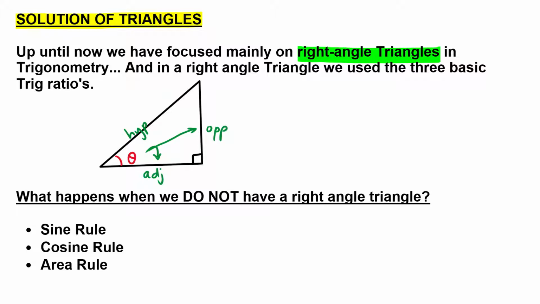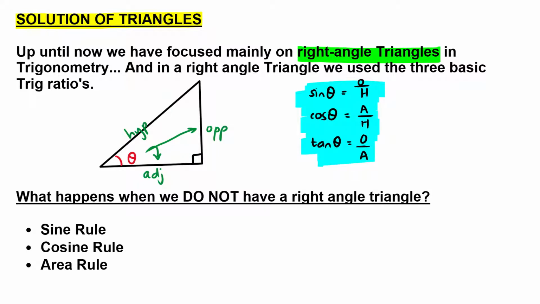And the three trig ratios that we had were sine of theta, cos of theta, and tan of theta, where sine of theta was the opposite over the hypotenuse, cos of theta is the adjacent over the hypotenuse, and tan of theta is the opposite over the adjacent. So these are the three trig ratios that we know well, and we've been using them since last year.